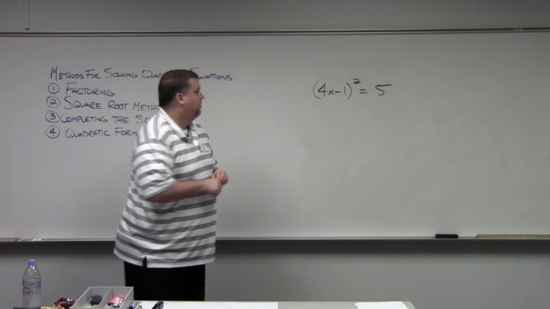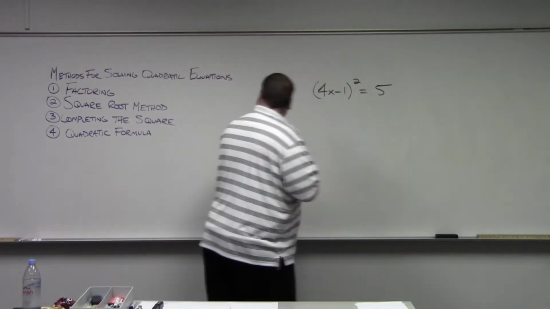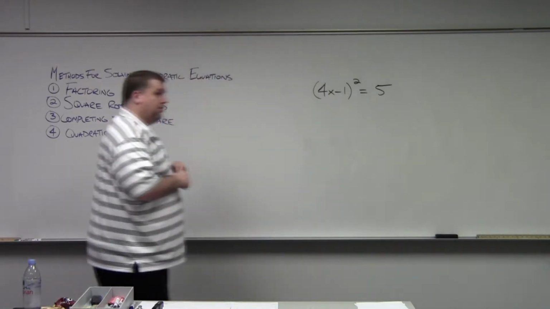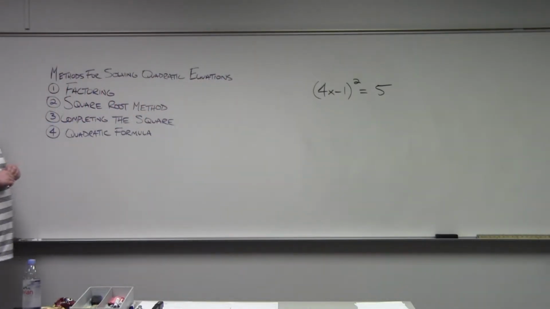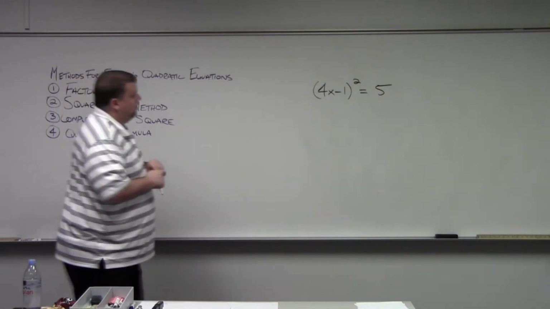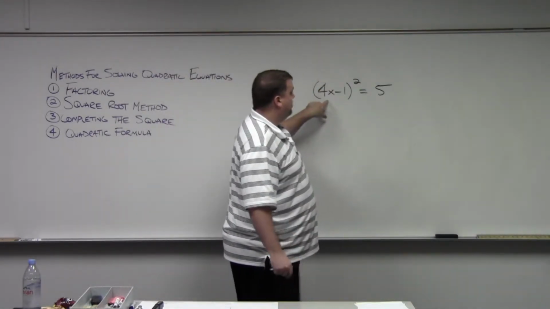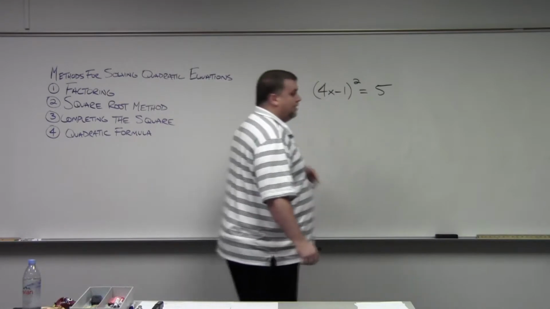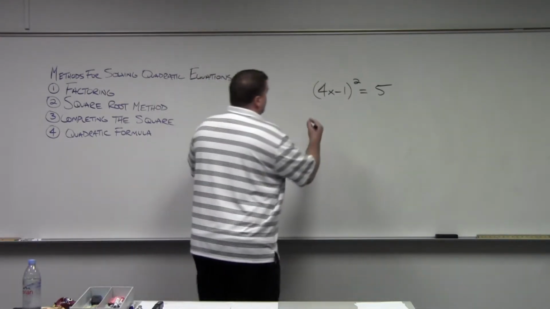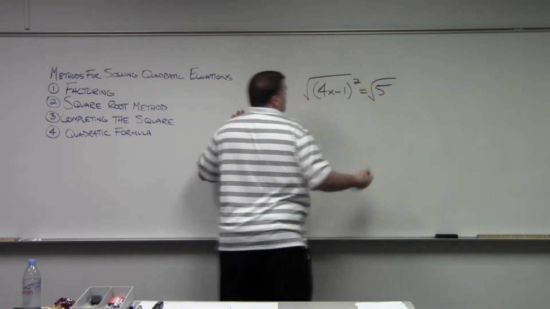So we have (4x - 1) squared equal to 5. Which one of the methods do you think would be best here? Factoring, square root method, completing the square, quadratic formula? Square root. The reason being is you have something squared that has the variable on it equal to a number. It's already set up for the square root method. So let's do that. Let's take the square root of both sides.